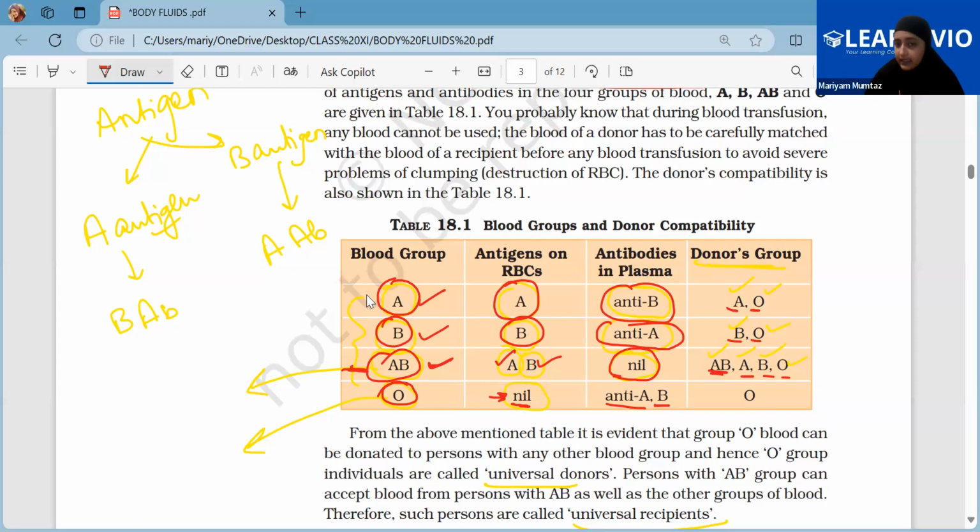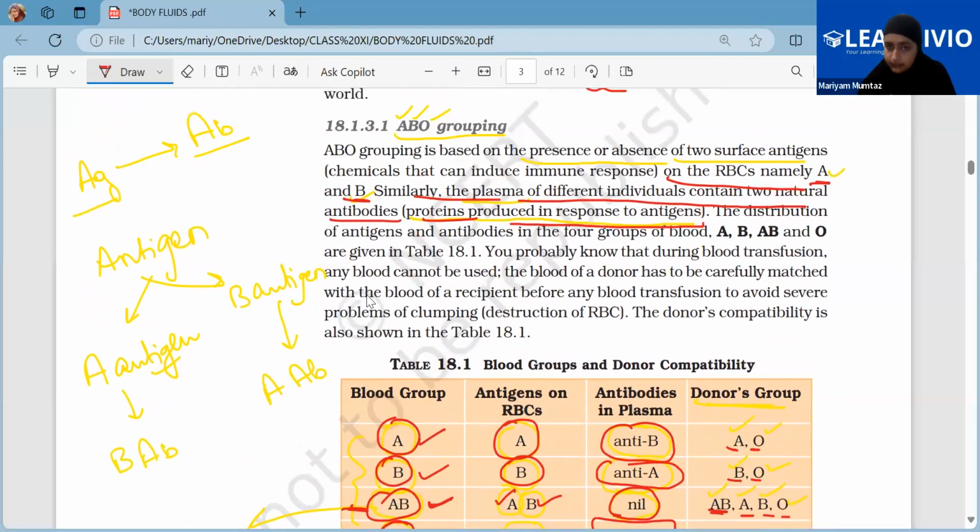And see, they have written here anti-A and anti-B. This is for its own protection. It cannot take A or B blood because it already has the antibodies present. But if it is donating, the antigens are active. So that is why it can donate, but it cannot receive other than O. Clear? Yes, and one more question, ma'am.